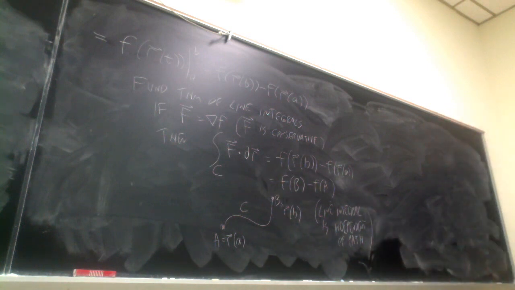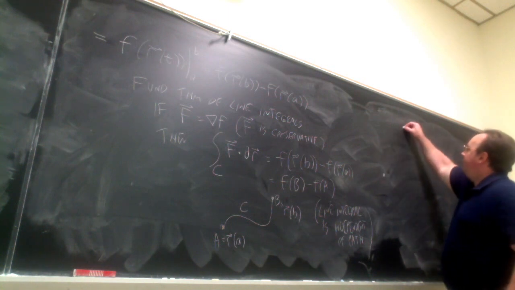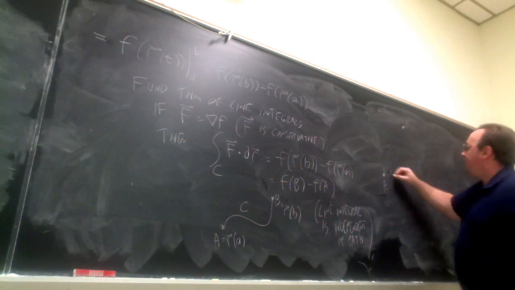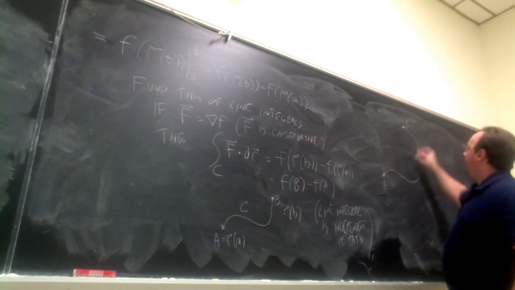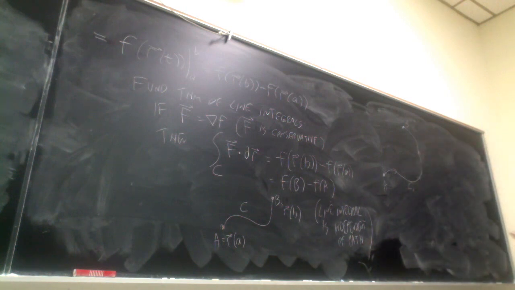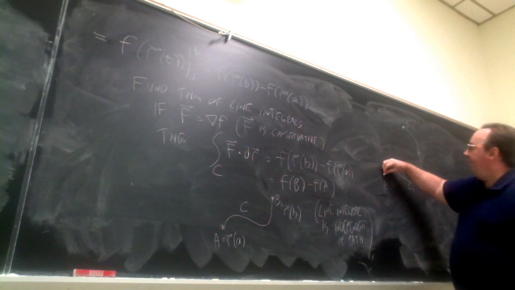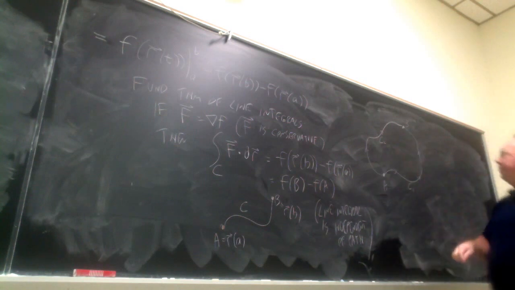Okay. Now, this makes things interesting in particular for the case where the curve C is a closed curve. So, suppose I have 2 points, A and B. I have one curve, I'll call C1, that goes in this direction from A to B. And then I have another curve that also goes from A to B, but using a different path. So I'll call this C2.